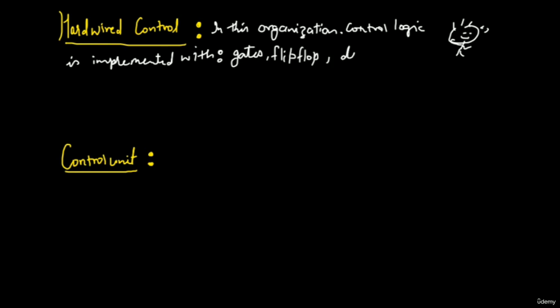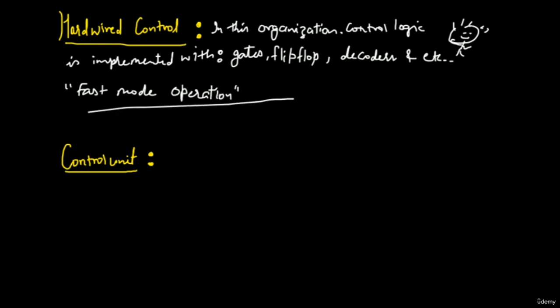We have decoder and etc. But surely there are more things in the digital circuit. So it has the advantage that it can be used for fast mode operation. It can do things fast. That is the advantage indeed. So RISC is the fast one. I didn't mention it there, but RISC is the fast one. If you're a fan of CISC, you might counter me, but that is completely okay.